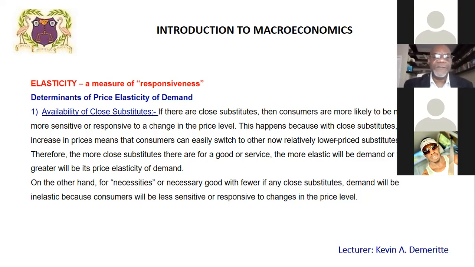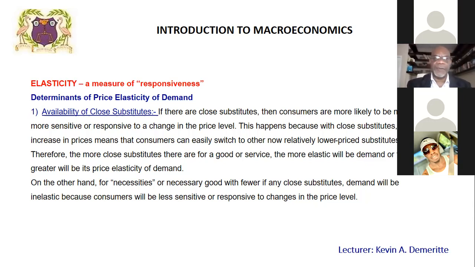Now, this is very different for necessities, or necessary goods, that have fewer, if any, close substitutes. In such a case, demand would be inelastic because consumers will be less sensitive or responsive to changes in the price level. BPL raised the price, what do you call it? Fuel surcharge. What other options do you have? Nobody else around here is generating electricity and willing to send it to your home for less. You're stuck with BPL. It's a necessity, and there aren't any close substitutes.